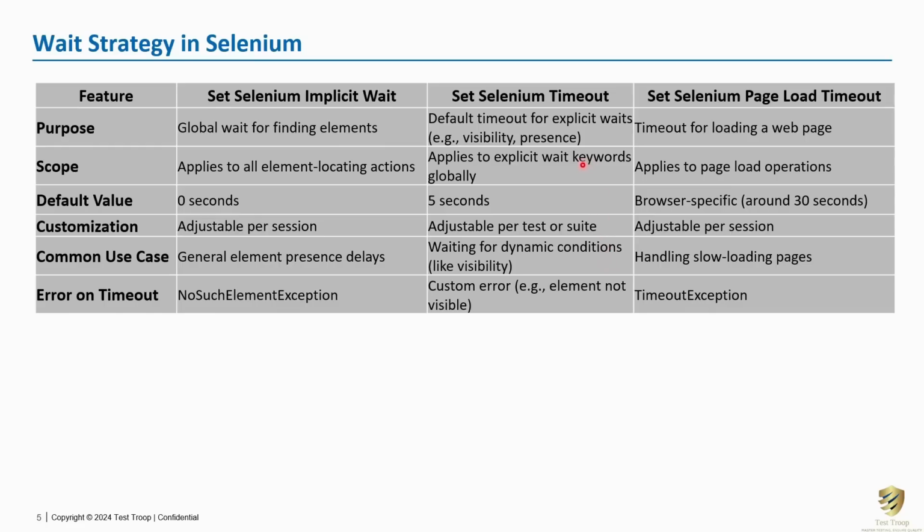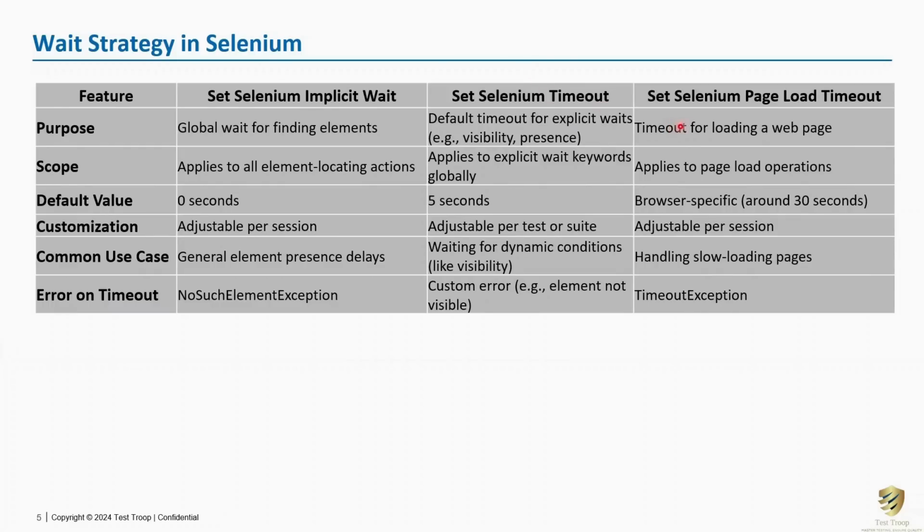It will not throw an error like no such element found, but it will throw a custom error based on your usage. For example, if you are using a keyword like wait until the element is visible, in such cases it will throw a different error than waiting for the element to be present. The kind of error it throws is a custom error.